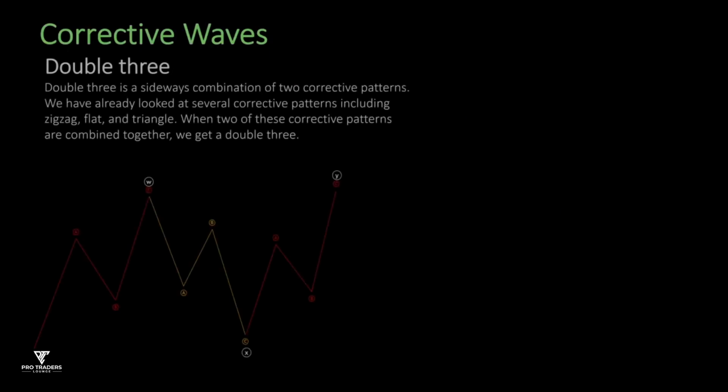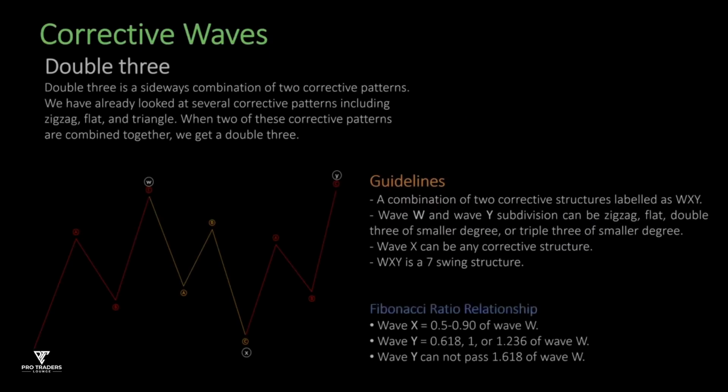Next up, we have the double tree. Double tree is a sideways combination of 2 corrective patterns. We have already looked at several corrective patterns now, including the zigzag, the flat, and the triangle. Now, when 2 of these corrective patterns are combined together, we get a double tree.